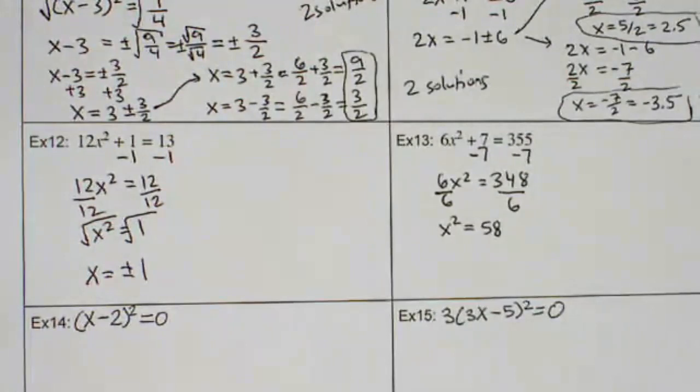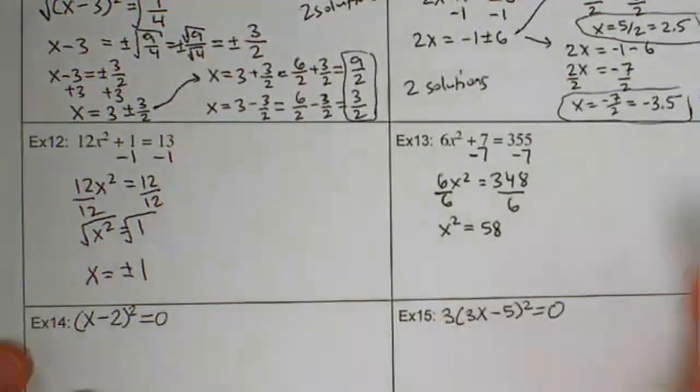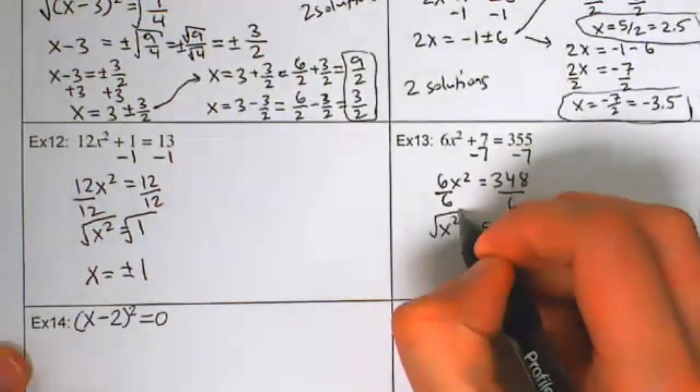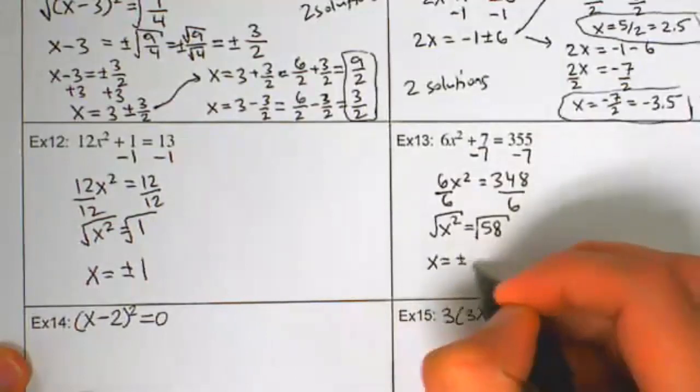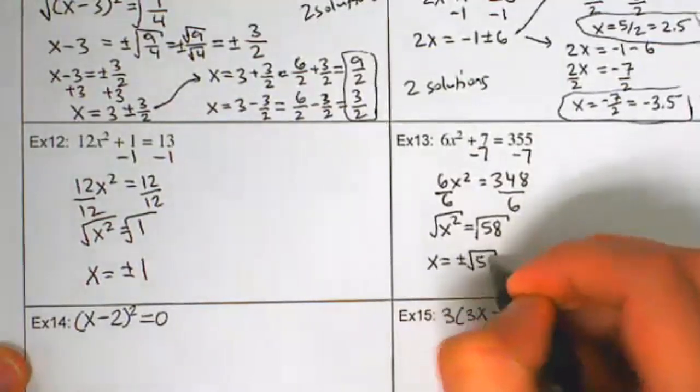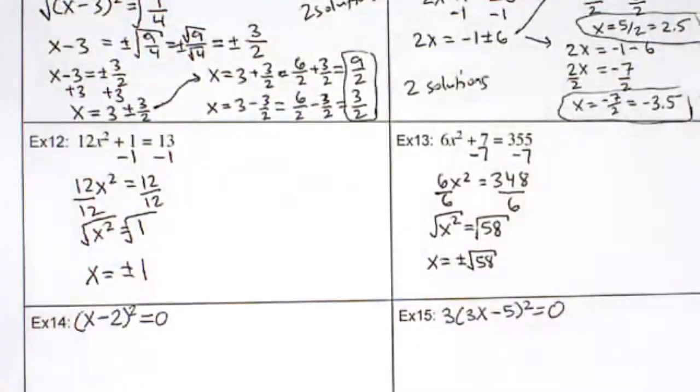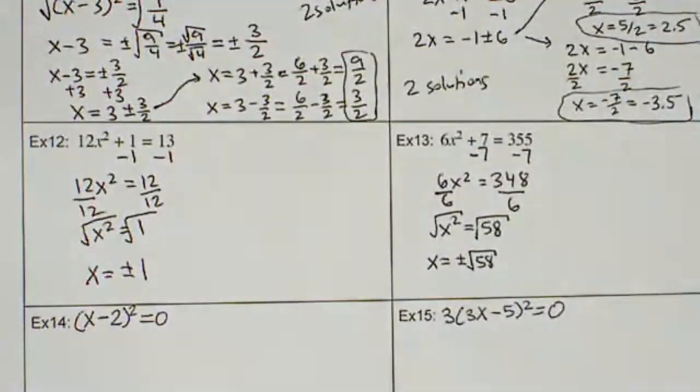So yes, 348 divided by 6 is indeed 58. And just like we did in the previous problem, we need to take the square root of both sides. That gives us x equals plus or minus the square root of 58. Now, we need to check to see if 58 can have anything factored out of it. So I'm going to do that over here.